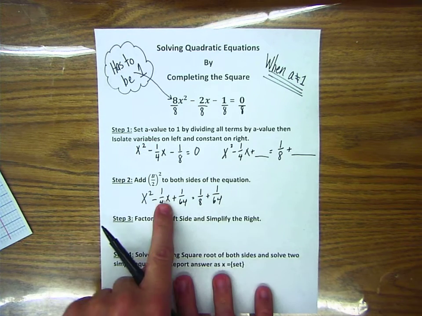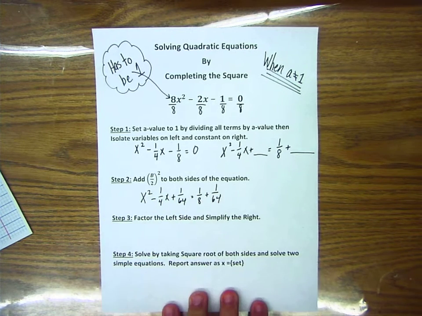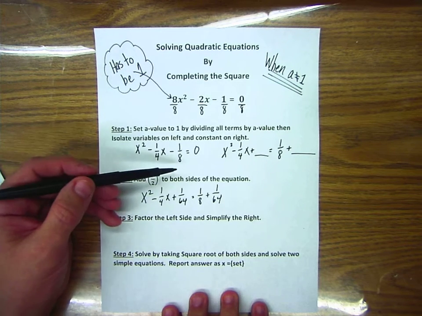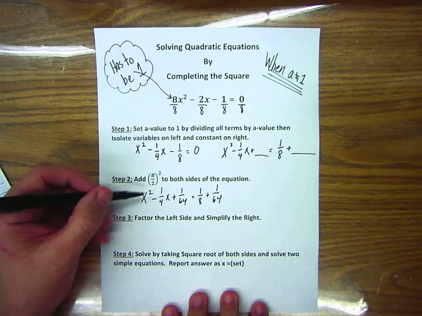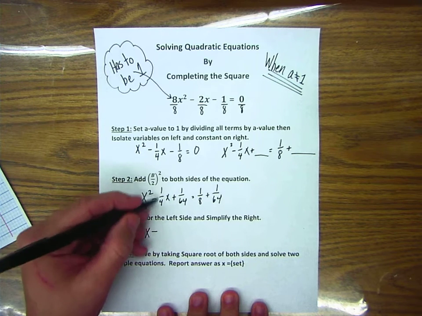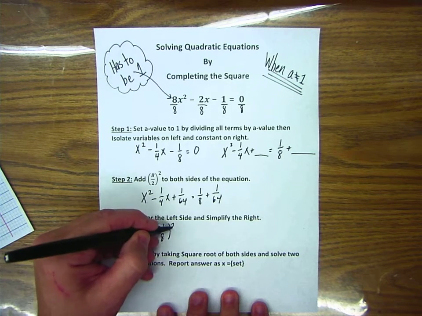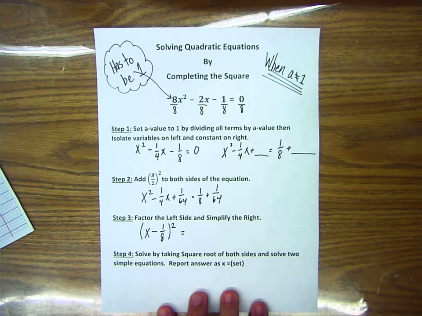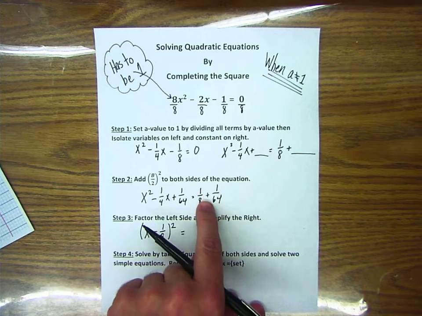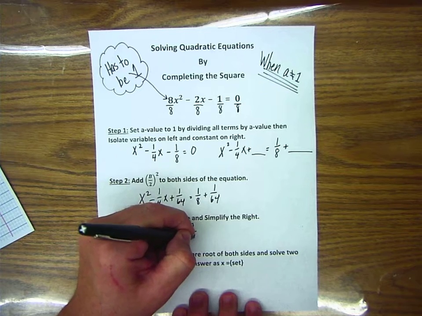Now, at this point, on the third step, all I've got to do is factor the left and simplify the right. When we learned about factoring perfect square trinomials, because that's what you turned this into, you get the first operation and half that number, and half of 1/4 is 1/8. So you get x minus 1/8 in parentheses squared, and this on the right adds together. If I change the denominators both to 64, I get 8/64 here, and so I get 9/64 on the right.